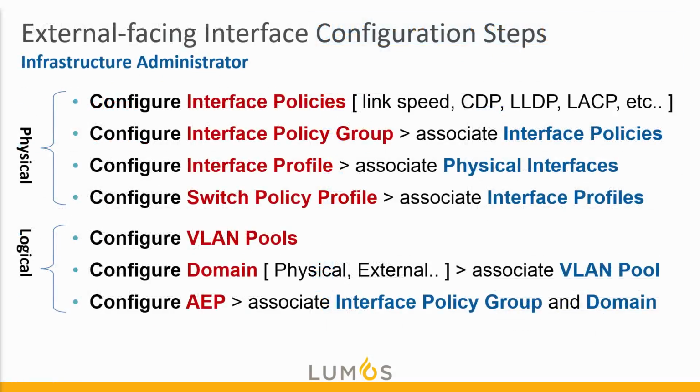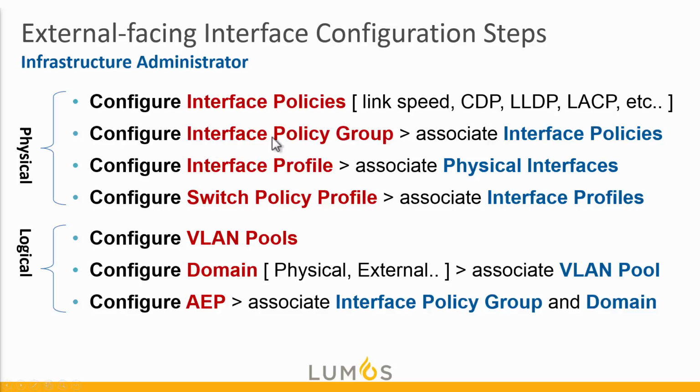So some of the external facing interface configuration steps that the infrastructure admin would perform would be, from a physical standpoint, configuring interface policies, things such as link speed, duplex, CDP enable or disable, LLDP enable or disable, LACP, even things like spanning tree, BPDU guard, BPDU filter. There's a number of things in here that we can configure.